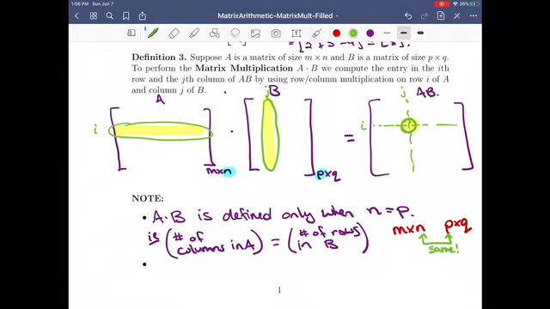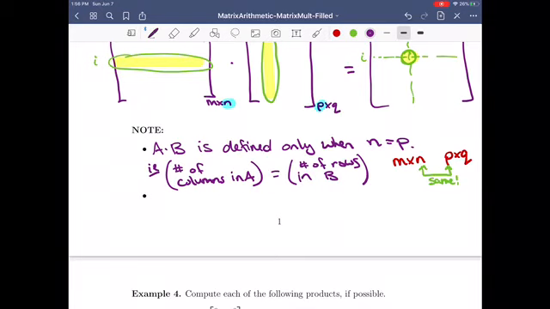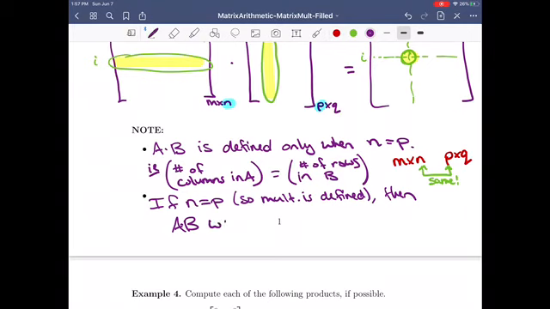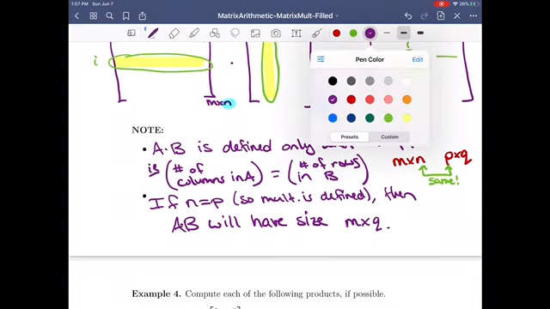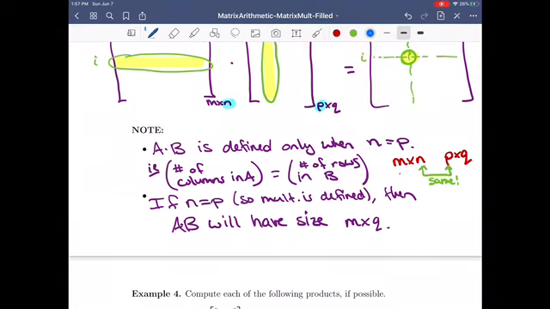So if they are the same, so if n does equal p, so the multiplication is defined, then AB, the product, will have size m by q. Okay, so those are the outer ones.